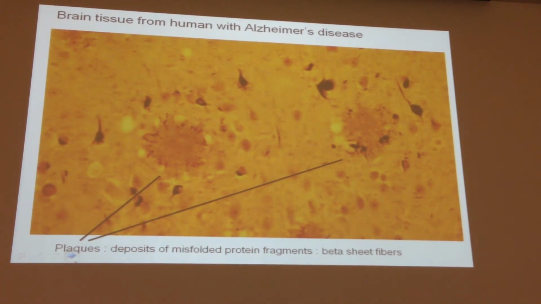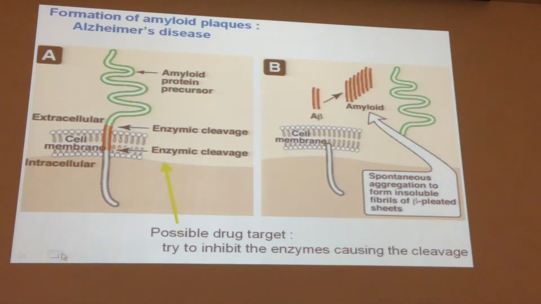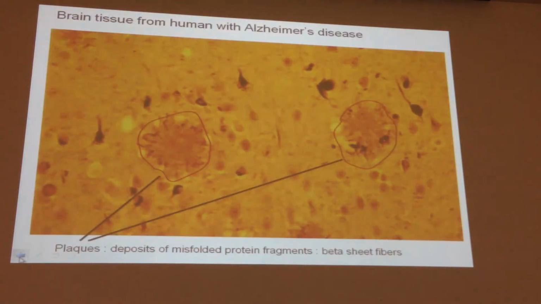This is an electron microscopy slide of brain tissue from a human with Alzheimer's disease. And you can see these plaques, these precipitated aggregates, these solid precipitates in the brain tissue. It's caused by deposits of misfolded protein fragments, which have aggregated together to make a beta sheet. These are called plaques. You know, like you get plaques on your teeth, you have these deposits.